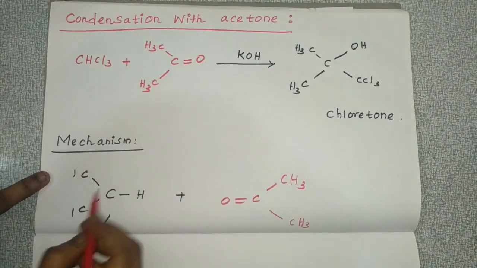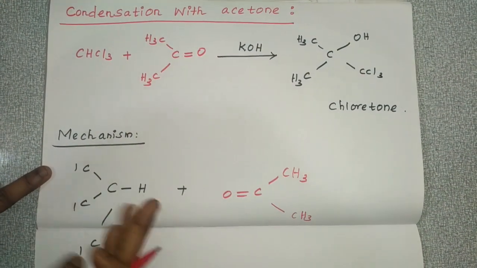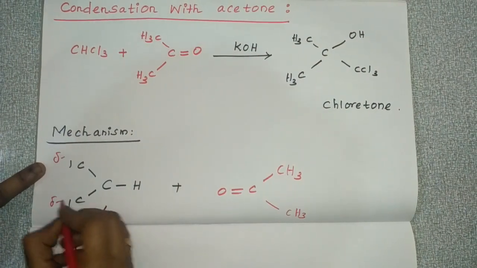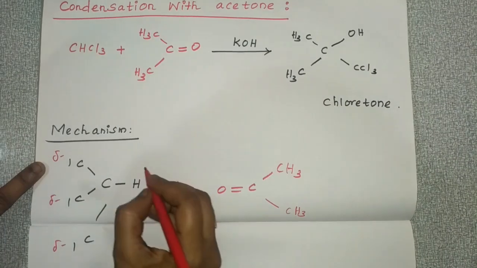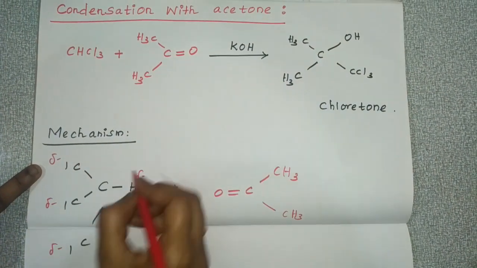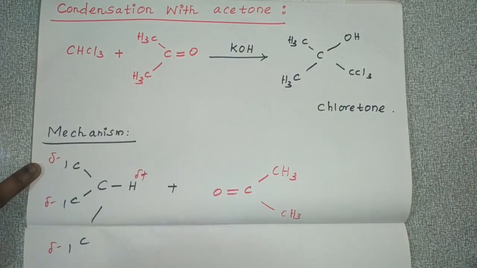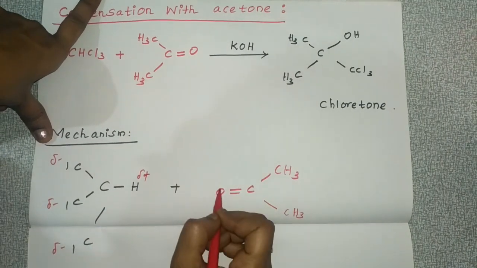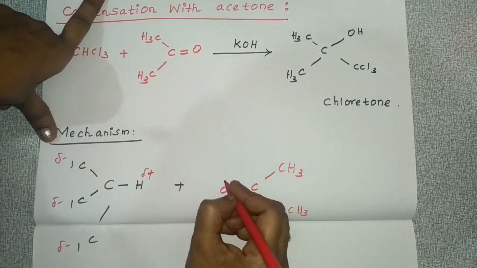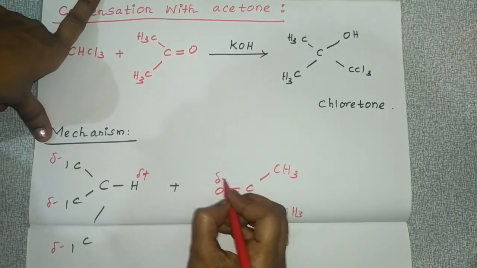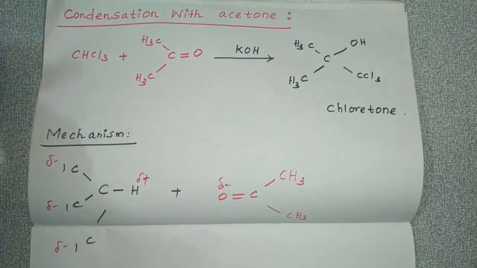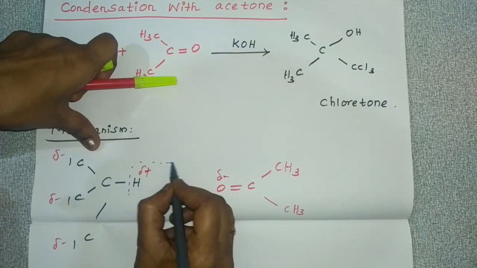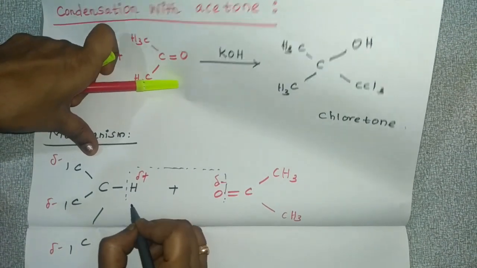Here chlorine is highly electronegative, so it will take the shared pair of electrons towards itself. So the charge of this chlorine will be negative, and this hydrogen will be partially positive. And coming to this acetone, oxygen is highly electronegative, so it will take the shared pair of electrons towards itself, and here it will have a partially negative charge. So an intramolecular bond is formed between these two, hydrogen and oxygen.